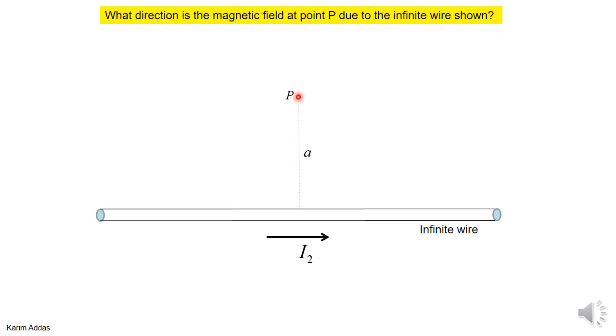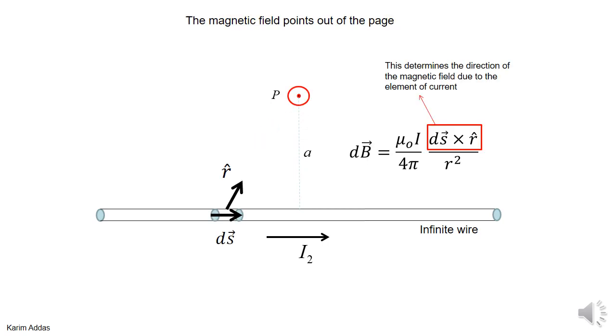So how would you get the direction of the magnetic field at point P? Well, the direction of the magnetic field due to any element of current is obtained through the ds cross r hat part. ds is the element of length along the direction of the current. R hat points from the element of current to the point where you want to calculate the magnetic field. And if you take the element of current anywhere along this infinite line, the cross product between the two is always going to be out of the page. So the magnetic field at this point is out of the page. It's denoted by the circle with a dot. That means the magnetic field is coming out of the page.